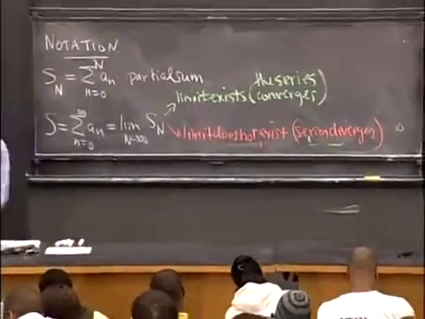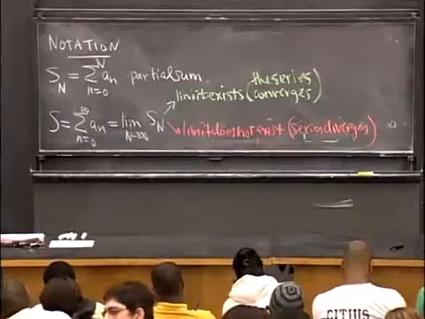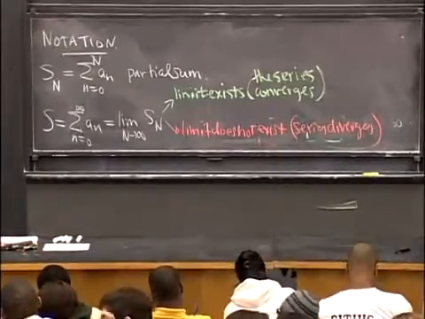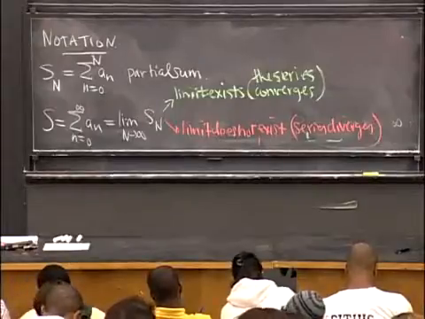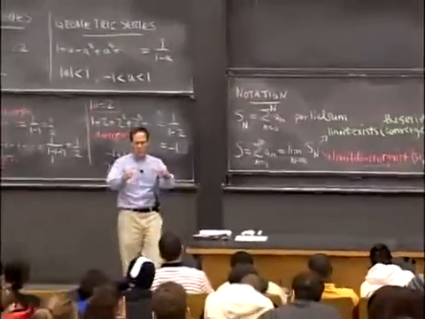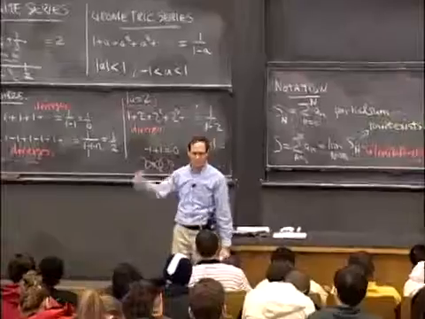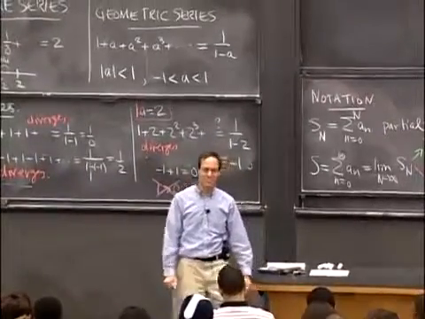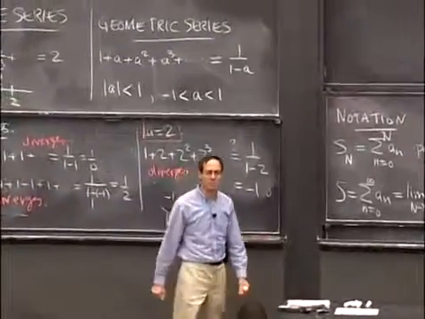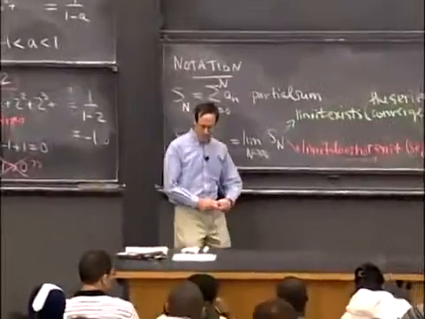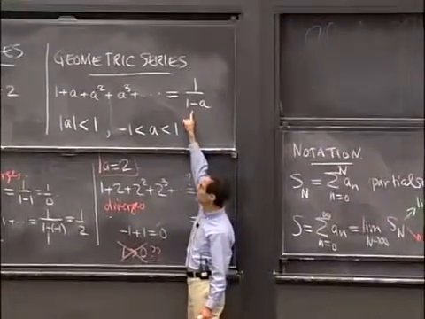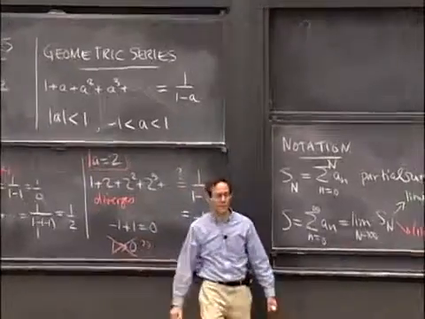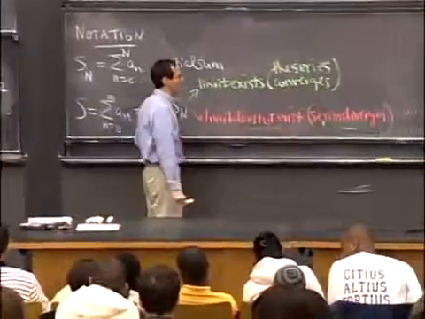Question? How did you arrive at the formula 1 over 1 minus a? The question was, how did I get to this? And I will do that next time. But in fact, of course, you've seen it in high school. We'll do that next time. The question was, how do we arrive at this formula on the right-hand side here? But we'll talk about that next time.